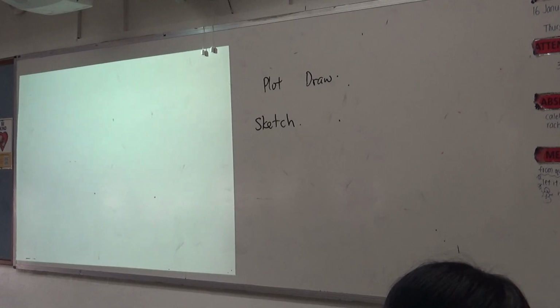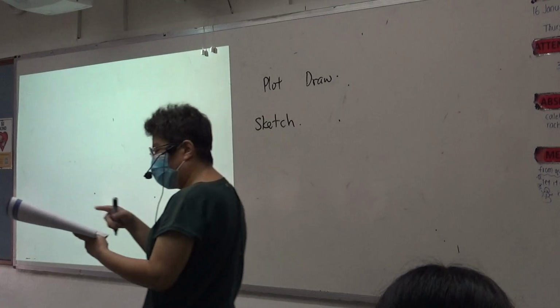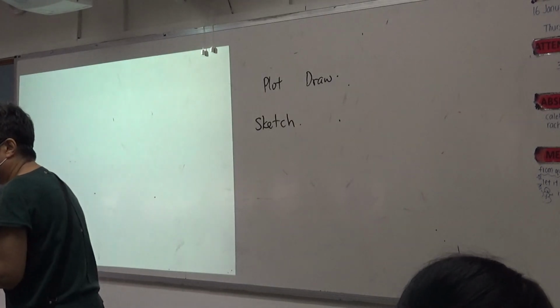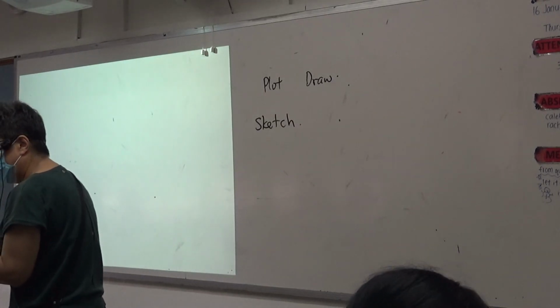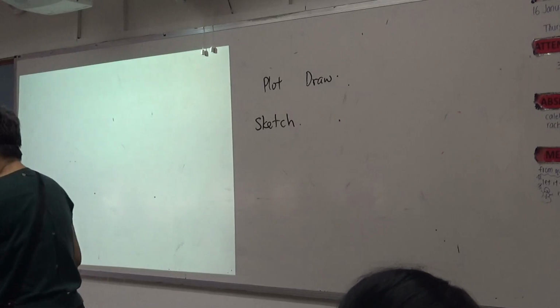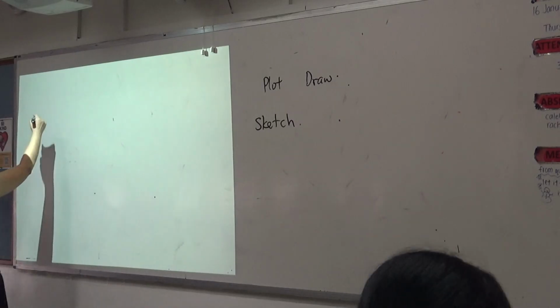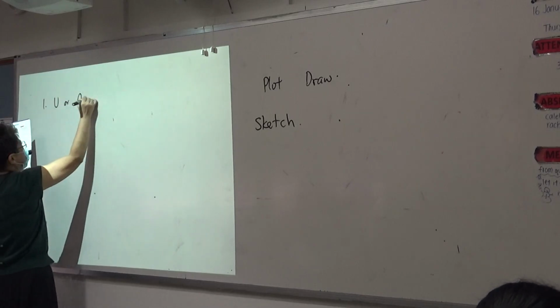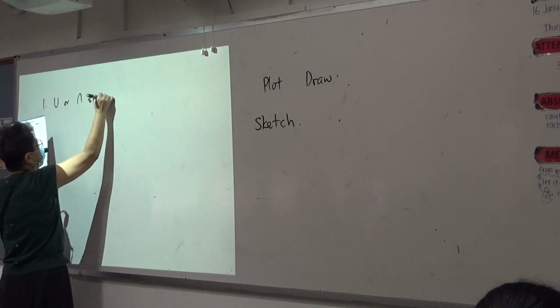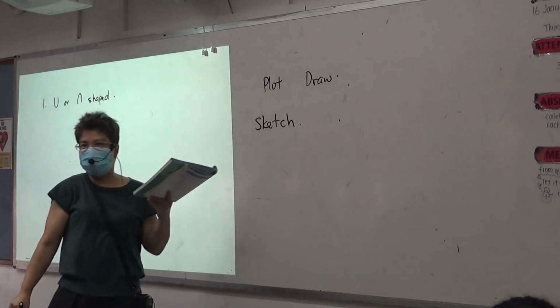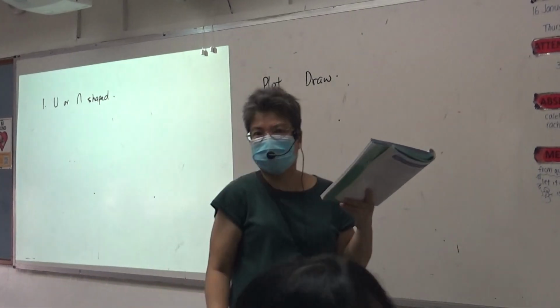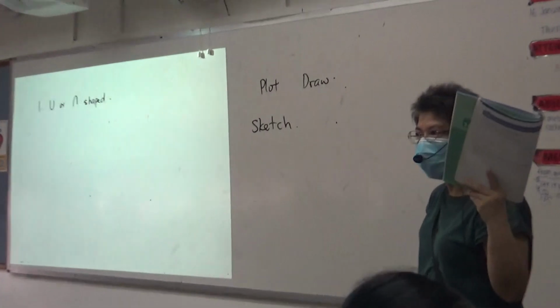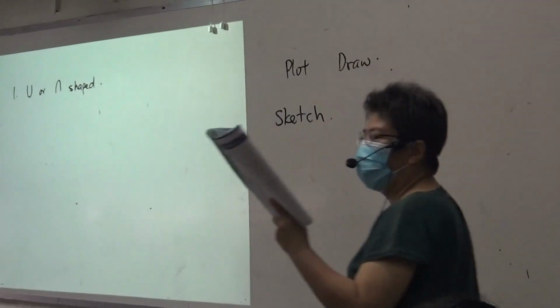I need you to write down this first. Can you turn to page 19? There's a blank space at the bottom, correct? Okay, can you please write down? First of all, decide whether it is U or N shaped. Decide whether it's U or N shaped.